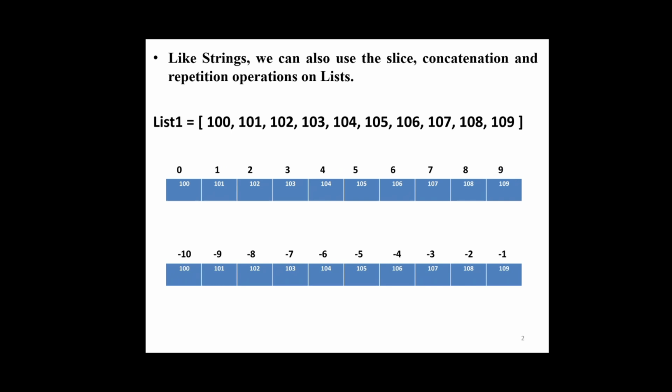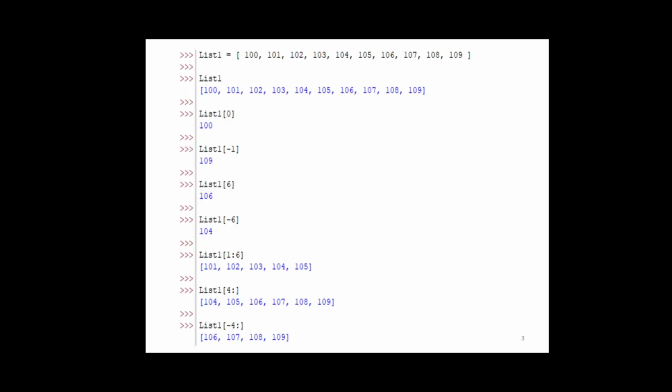Now from the end we can index the list but in a negative way. That is, list1[-1] is 109, list1[-2] is 108, list1[-3] is 107. In the same way, list1[-10] is 100.